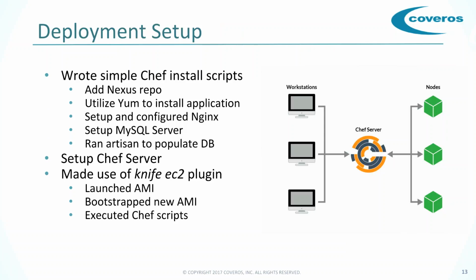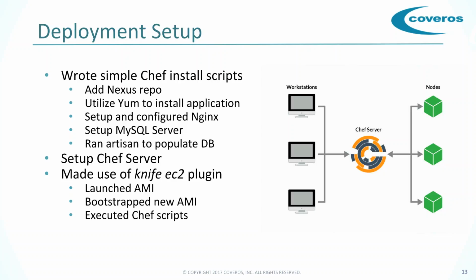Initially, we wrote some very simple deployment scripts. We ended up using Chef because it integrates very nicely, very easily with AWS. So we basically had to set up and configure Nginx. We had to set up our MySQL server, and we had to make sure that we had our database set up.